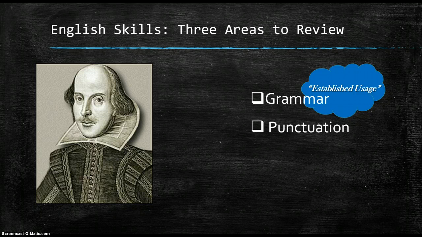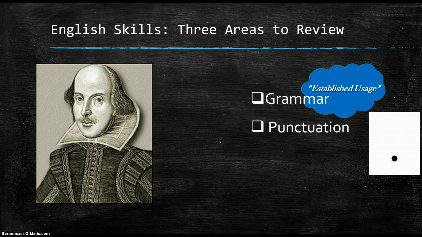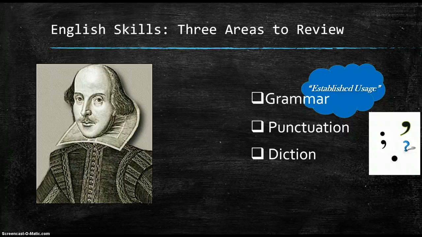Punctuation. Punctuation refers to the marks we use when writing sentences. These marks include periods, commas, semicolons, and question marks, to name a few. Diction has to do with the words a writer chooses. There are levels of diction.